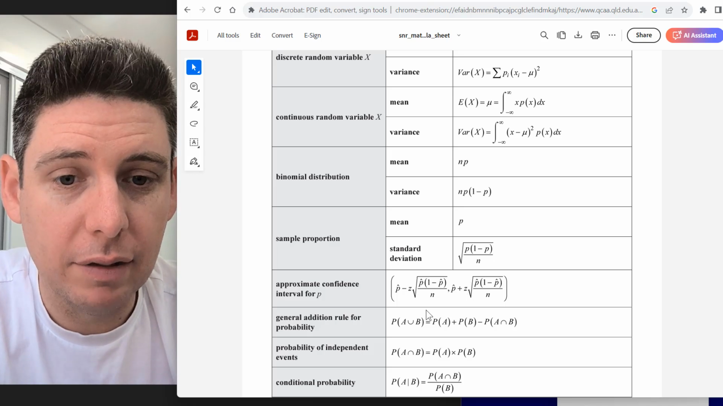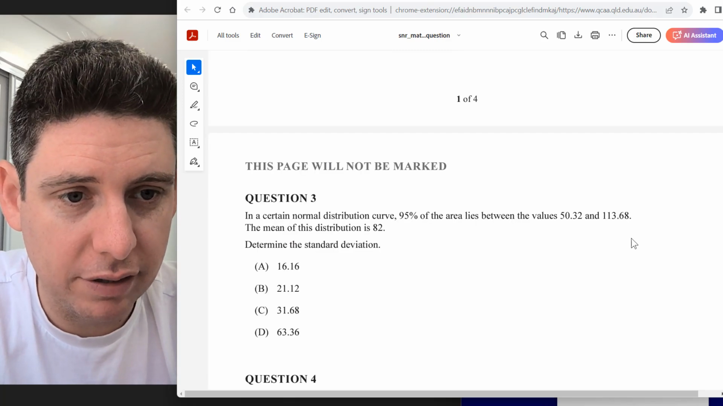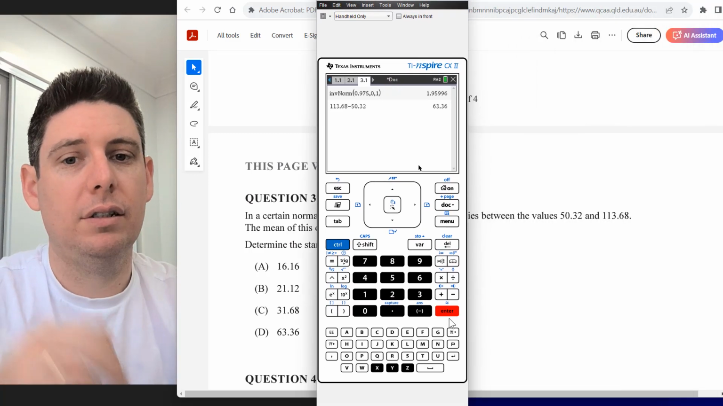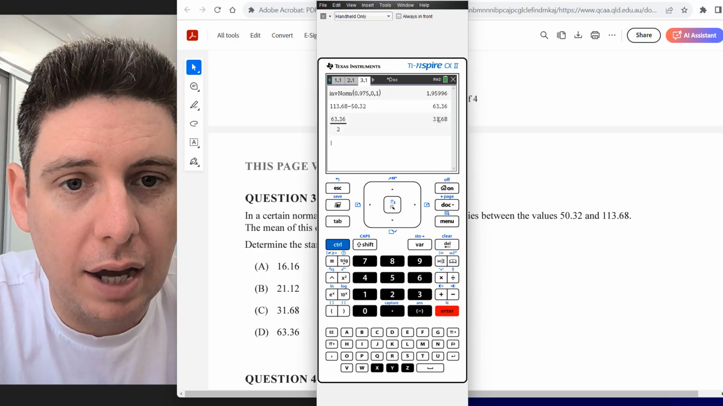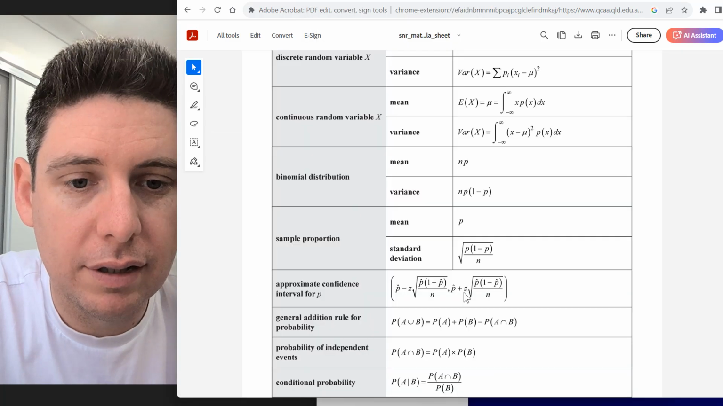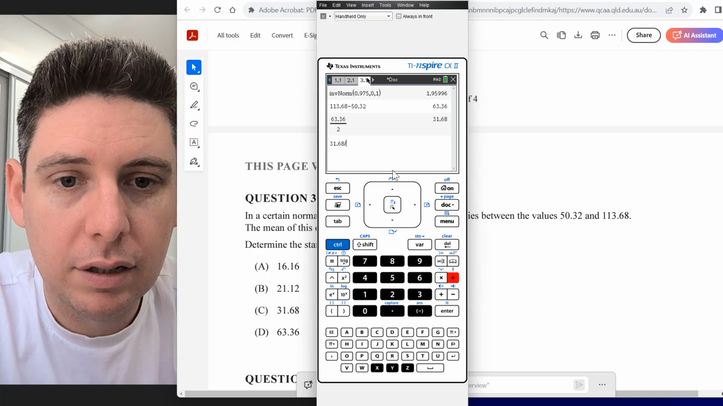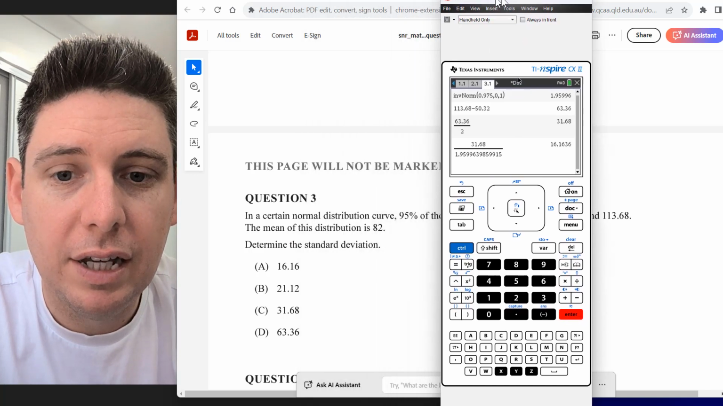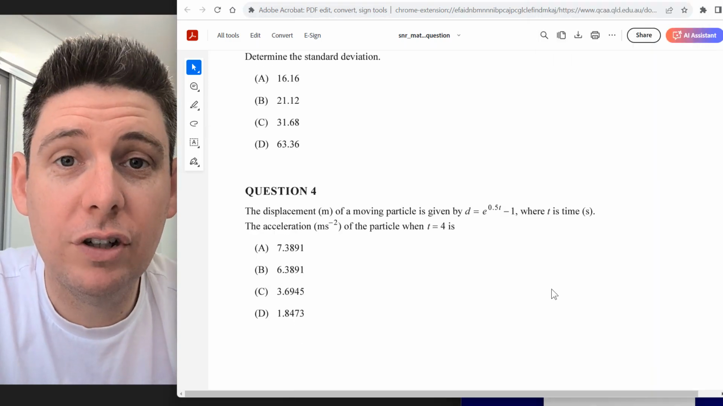So how do we find the plus or minus z for p hat? Well, that's what this information is here. Take our calculator, that's from the highest to the lowest. We divide this by 2, and that's going to be this section here. Now we divide that by z, and we have our standard deviation, 16.16. Okay, let's do another one.